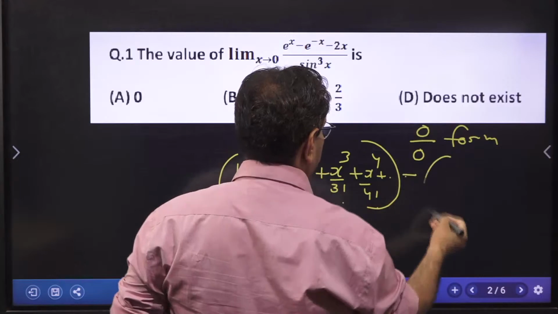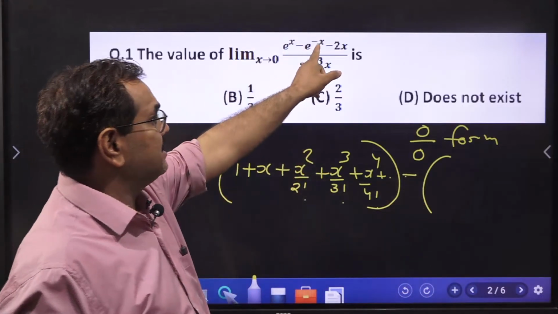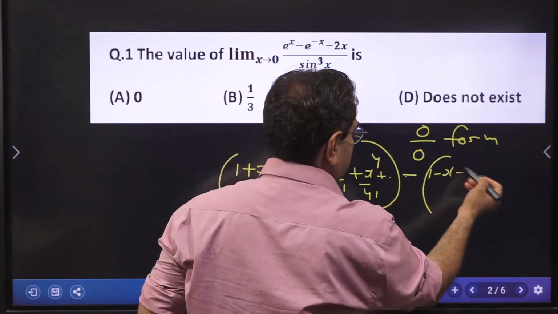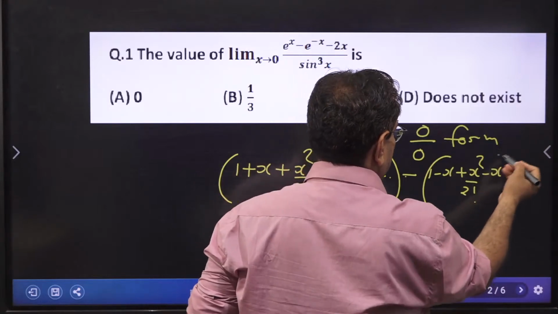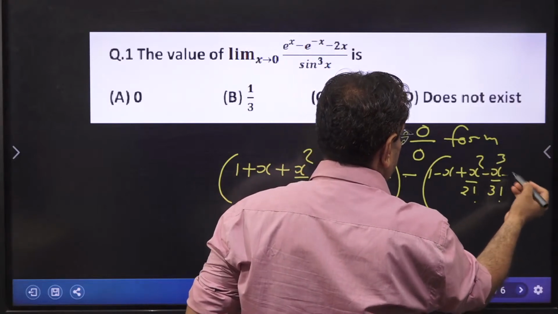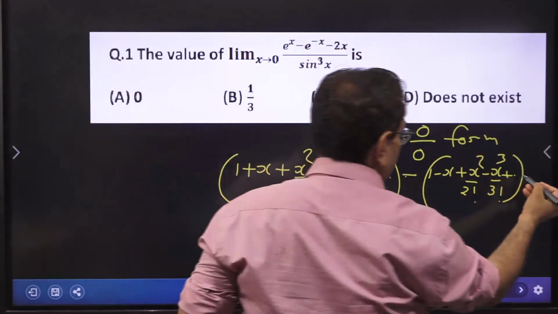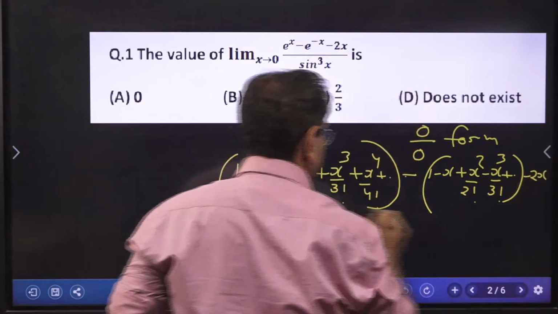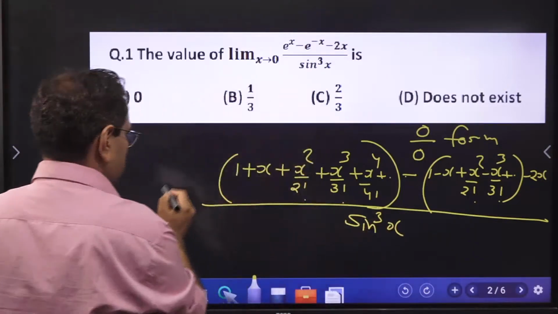Minus, then we have e to the power minus x. We can get e to the power minus x by replacing x by minus x. So we get 1 minus x plus x square upon 2 factorial minus x cube upon 3 factorial and so on up to infinity. And then we have minus 2x, and we keep the sine cube x the same. And the limit is x tends to 0.